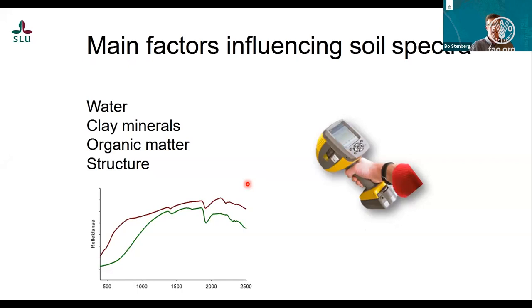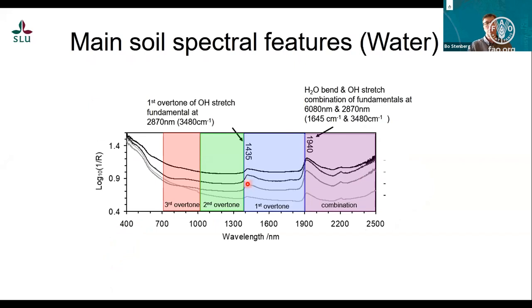There are two or three slides about each. We start with water, which probably has the greatest effect if it's not dry, of course. The main features in the spectrum are at somewhere around 1400 nanometers and also 1900 nanometers. You will find these two peaks in all soils, even in a dry soil, because you can't dry a soil completely.